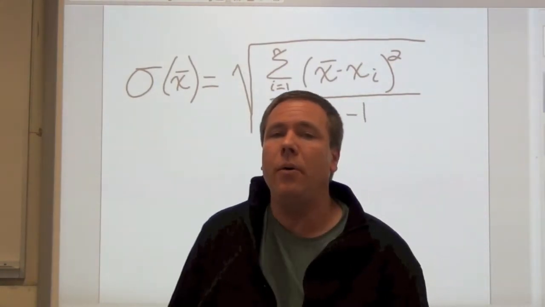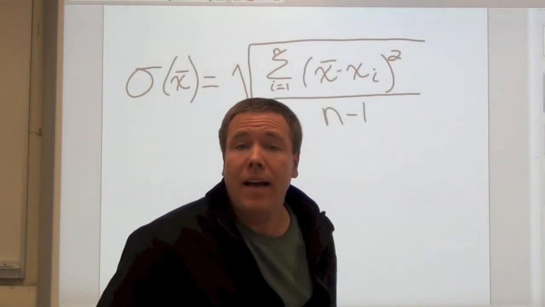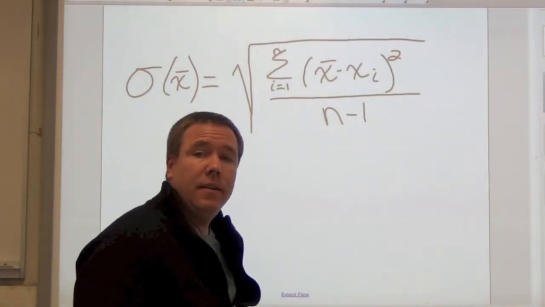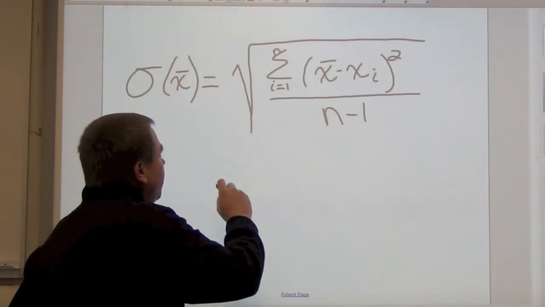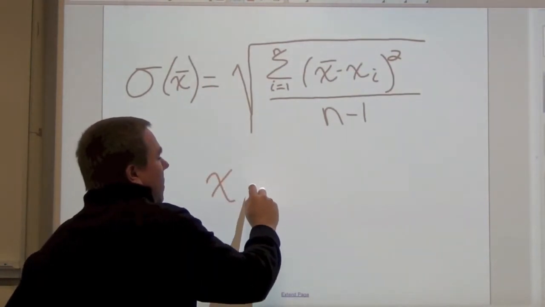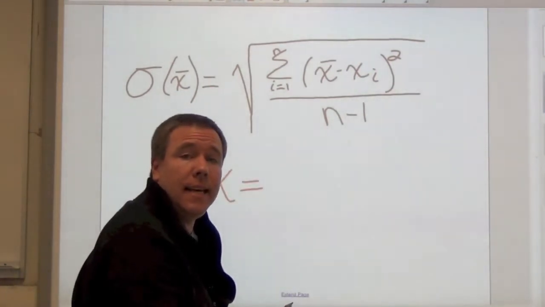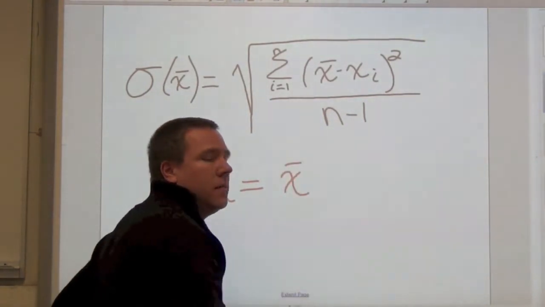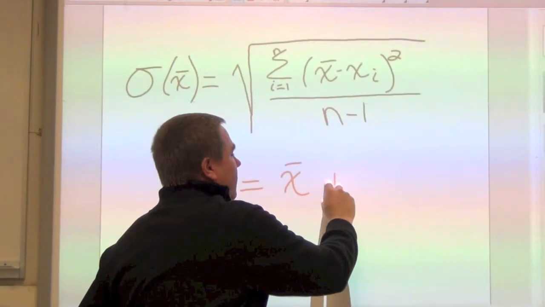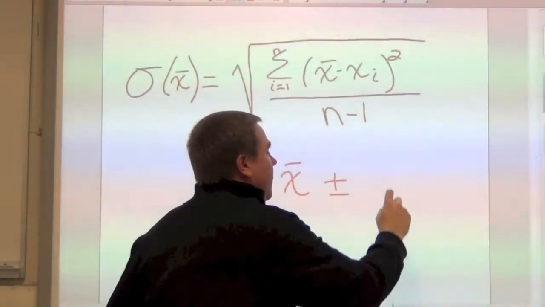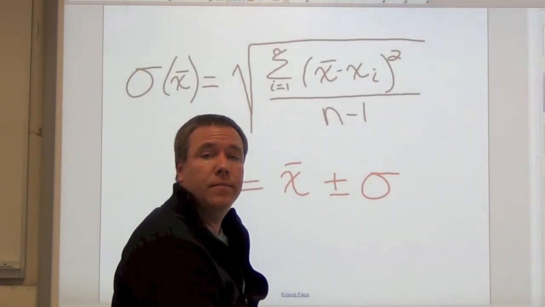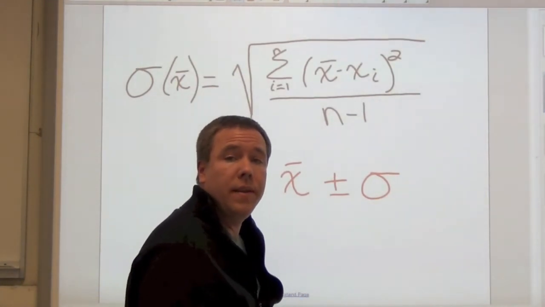And it's normally reported with the mean value. So I would say that my measurement, x in this case, is equal to the mean value plus or minus the standard deviation. Or I could report it this way.